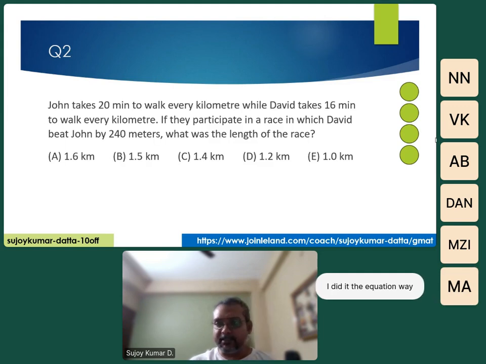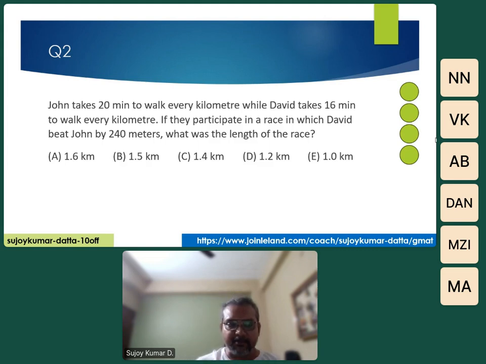See, the point is, if you realize that 20 minutes for every kilometer is not the speed, because speed is distance per time. Here they have given time per distance. So 20 is minutes per kilometer, whereas speed is usually kilometers per minute, kilometers per hour or meters per second. Since it is not given in that format, we can always figure out the speeds first and then set up equations. But what could be a faster way?